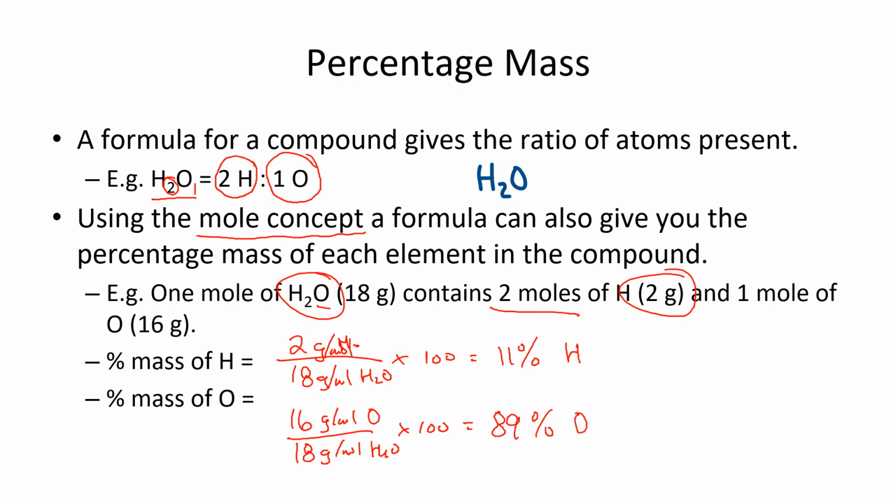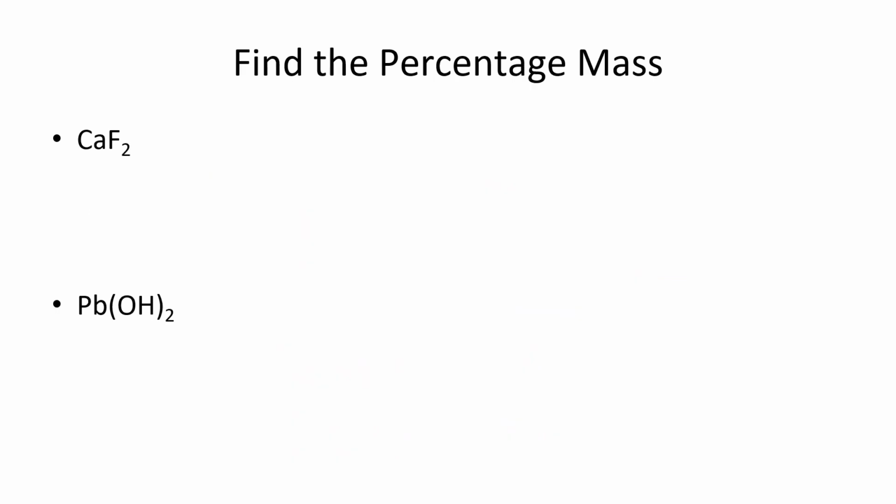So you can do that for any elements in any compound. Just take the molar mass of the element that you're looking at over top of the molar mass of the total compound, and you got yourself a percentage. Alrighty, let's give this a try. First off, you're going to want to look up the molar masses of the elements that are part of your compound here. Calcium turns out to be 40 grams per mole, and fluorine is 19 grams per mole, which means the total for this guy is going to be 40 plus 19 plus 19, which is 78 grams per mole.